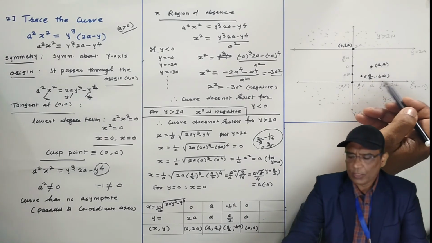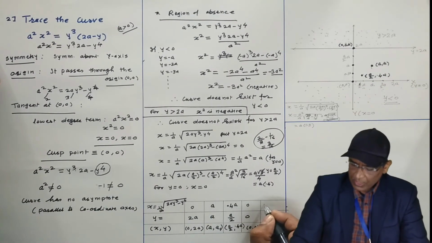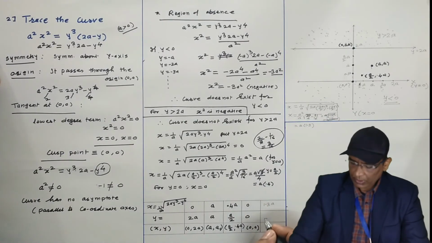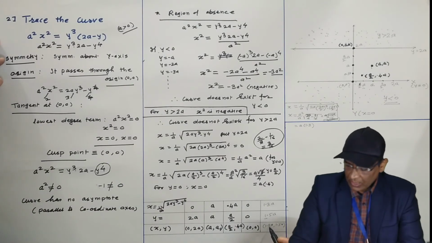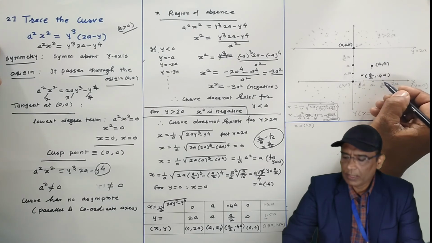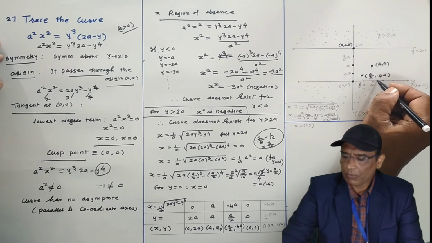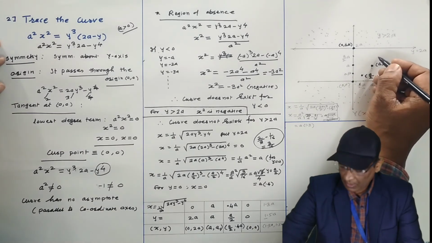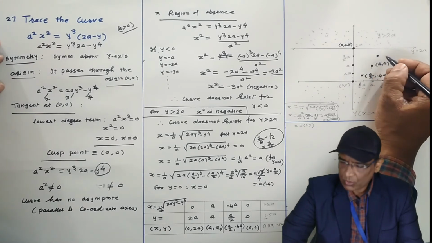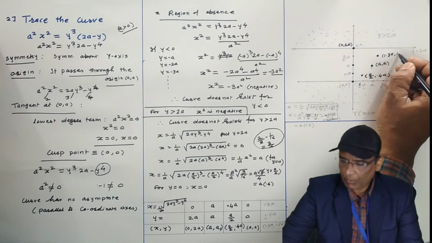So you can take other points also. The value of x is 1.3a for y equal to 3a by 2. 3a by 2 means 1.5a. This is the next point we have obtained, the next point I am going to plot. Here x is 1.3, this is a, this is 1.5, here in between. And 1.5a is this one. This point we have obtained, and this point is 1.3a comma 1.5a.